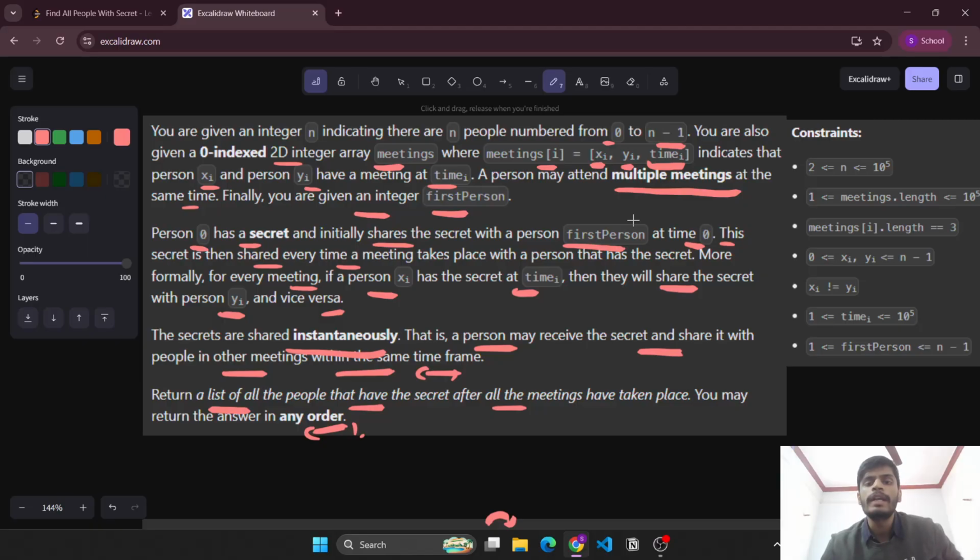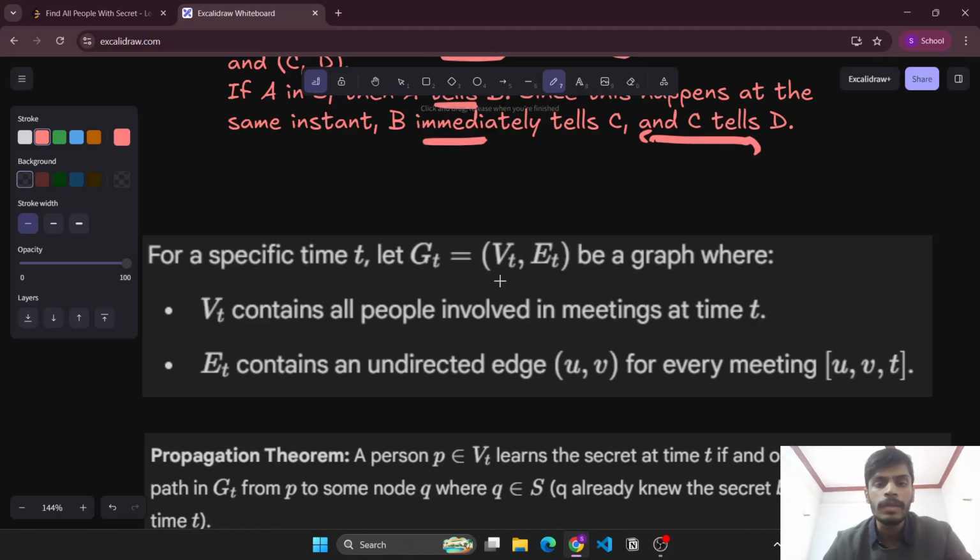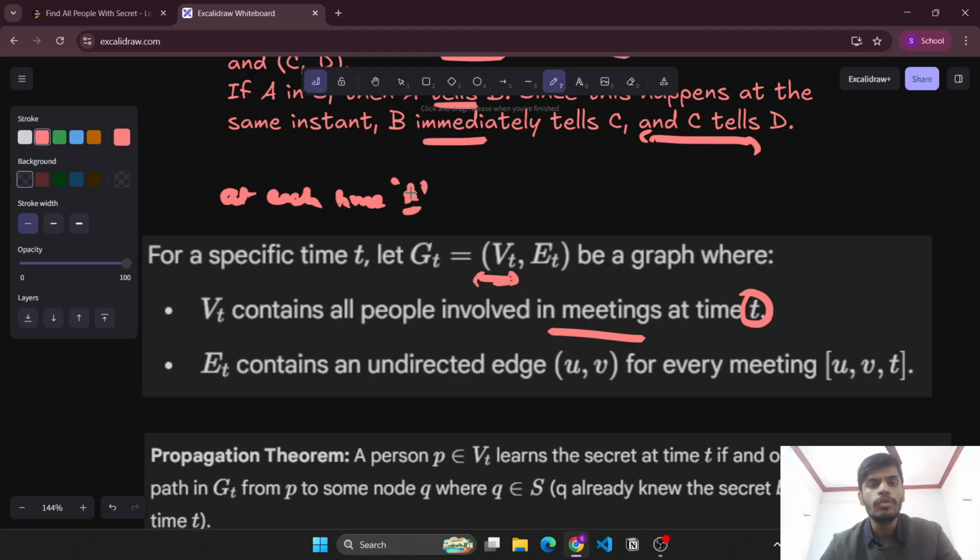So let's try to create a graph. How will we create it? The nodes will be the people involved in meetings at a particular time t. So we'll be creating a graph at each unique time t. When we create a graph, we'll know that at this particular time, these are the people who are connected with each other.